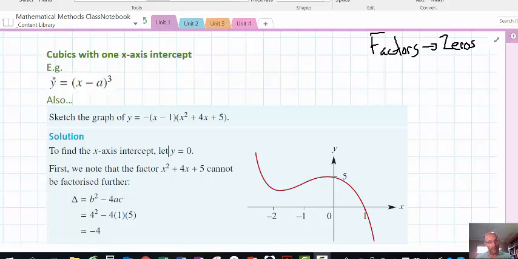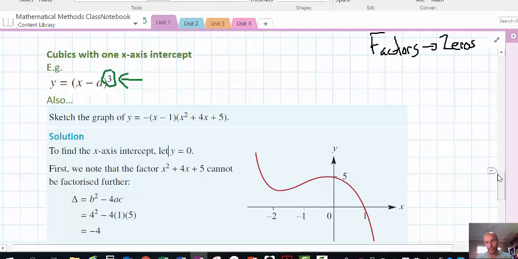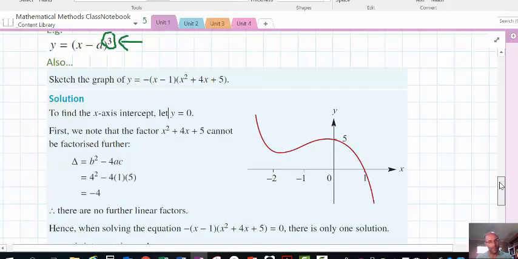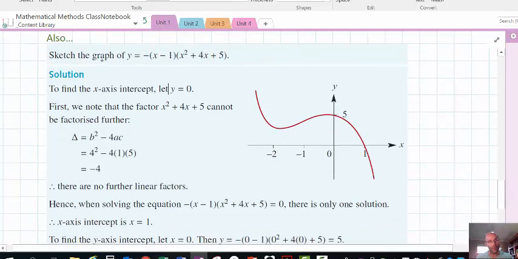And as we said, some cubics only have 1 x-intercept, and all of these ones in this form do. They have a factor that repeats 3 times, so the all cubed type. But some other ones do as well.